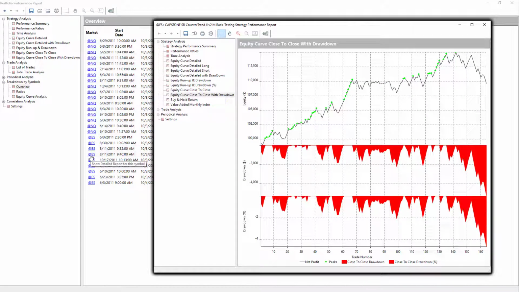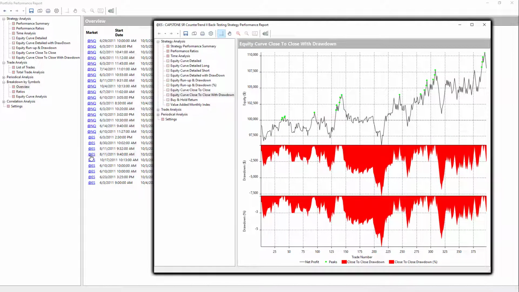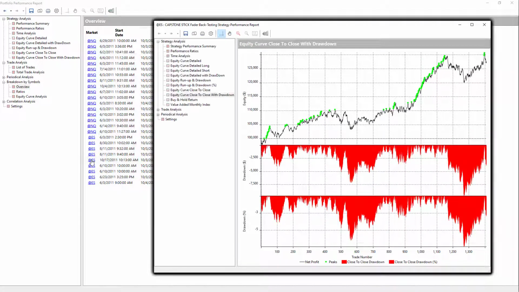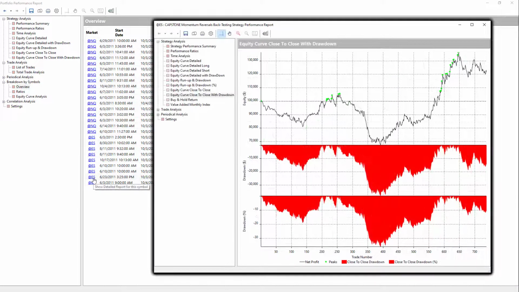SR counter trend 2 V2M. Worst case drawdown. SR counter trend 2. And this is tick fader, active trader, and active trader as well. And then there is momentum reversal.